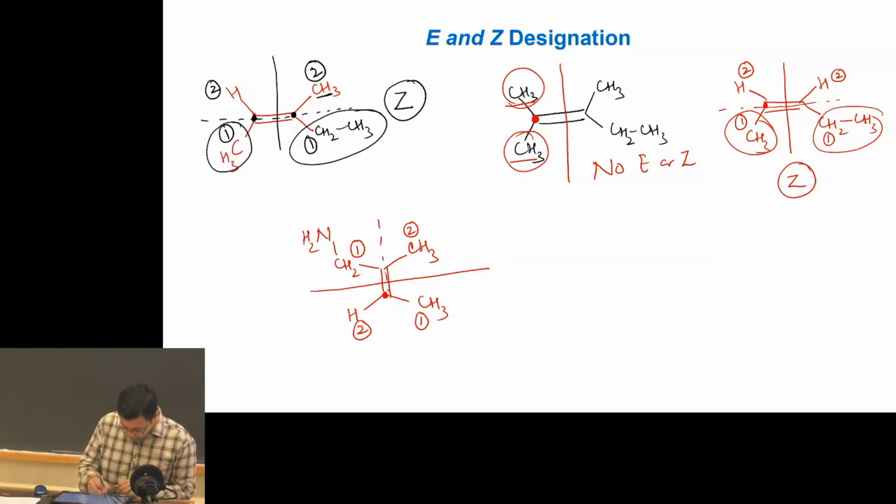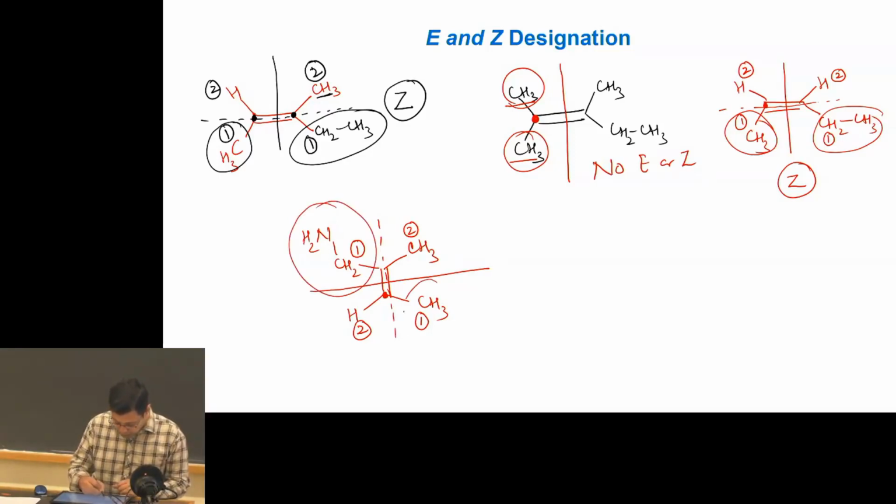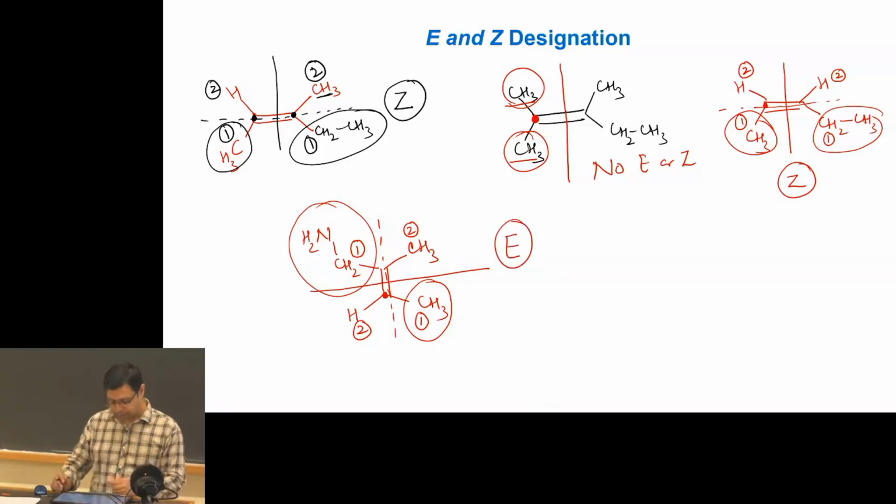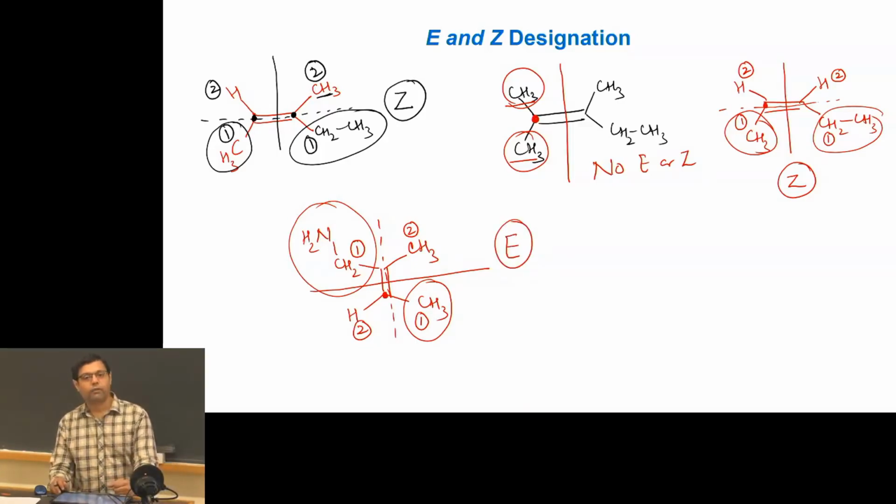Draw a dotted line parallel to the double bond. Locate the higher priority groups. They are on opposite side of the dotted line, so this is E. So if you follow the steps I've mentioned in the previous slide, you will not go wrong in assigning E and Z. And please keep in mind the priority rules are exactly like what you've learned with R and S.